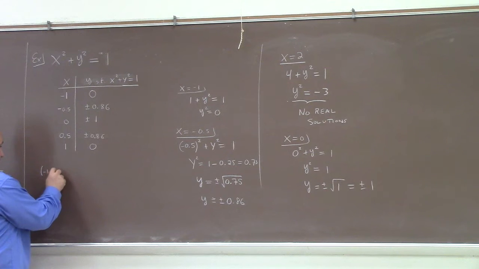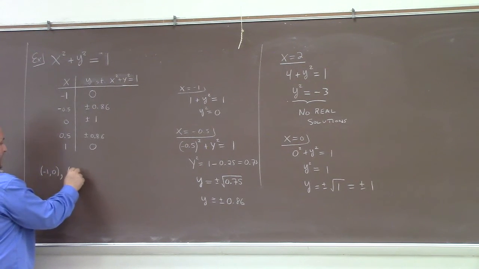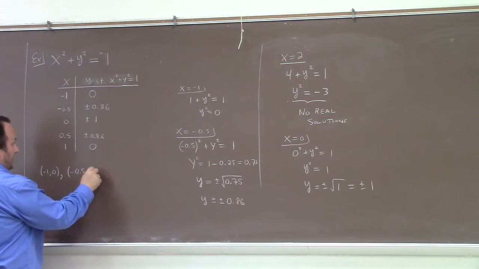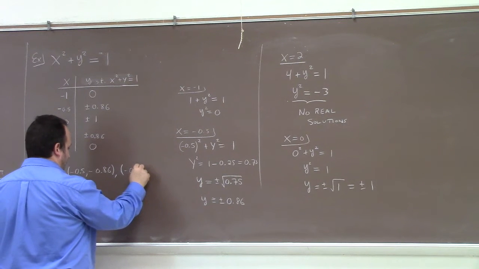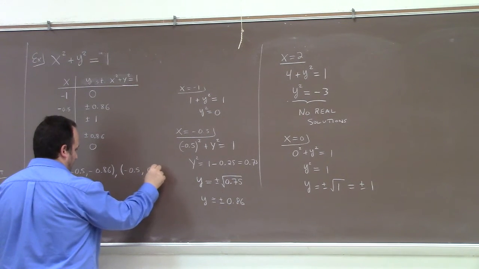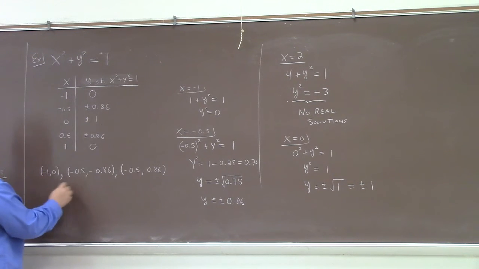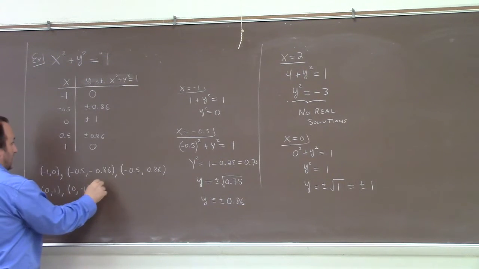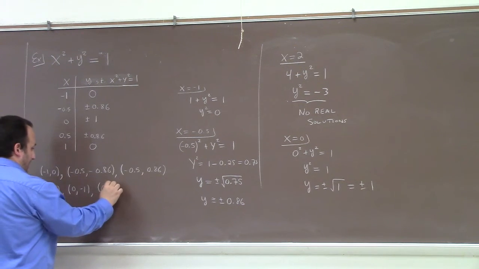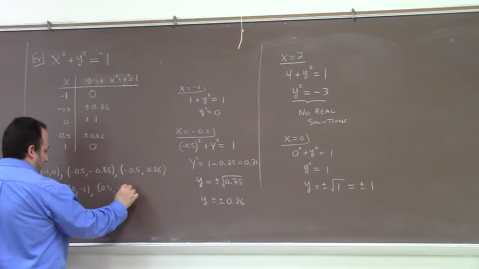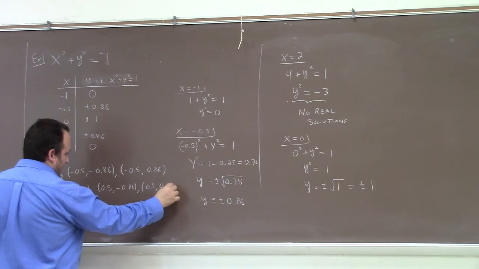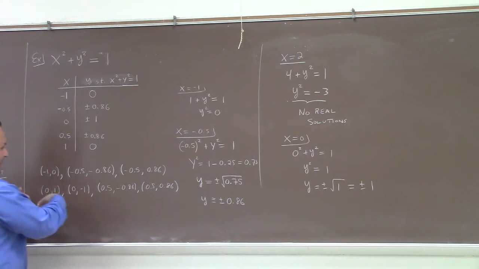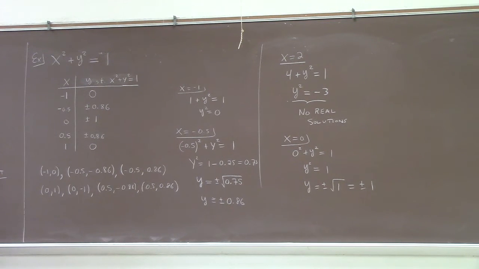We've got minus 1, 0. We've got minus 0.5, minus 0.86. But we also have minus 0.5, plus 0.86. And we also have 0, 1. We have 0, minus 1. We have 0.5, minus 0.86. And finally 0.5, plus 0.86. There's an explicit list. We have found 8 points on this mystery graph. Okay?